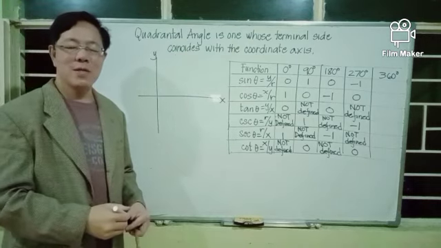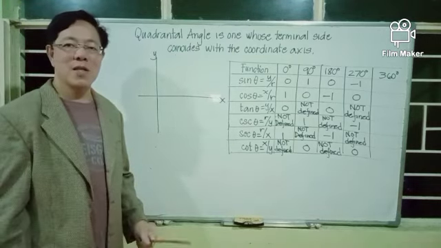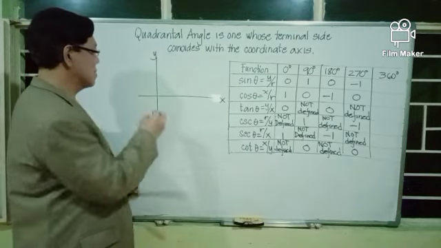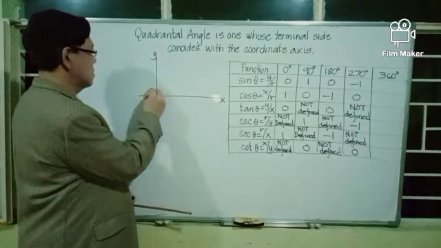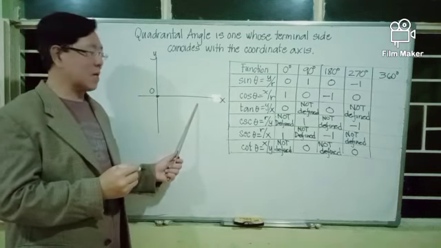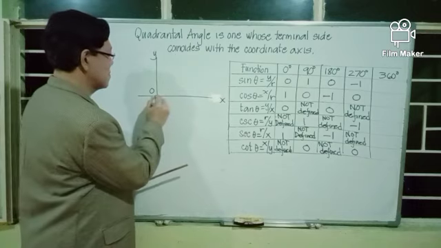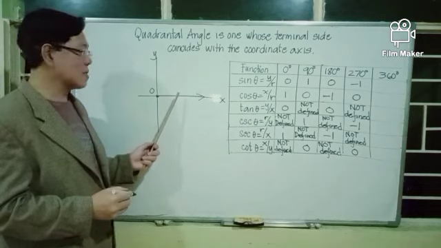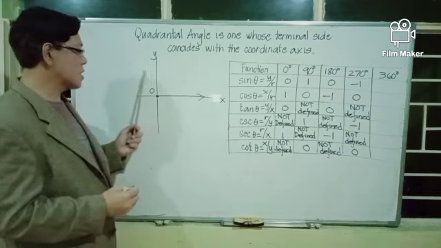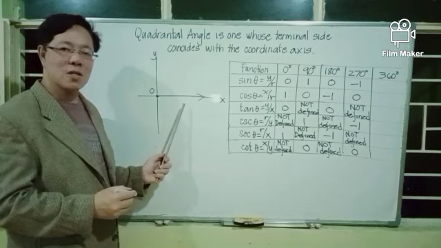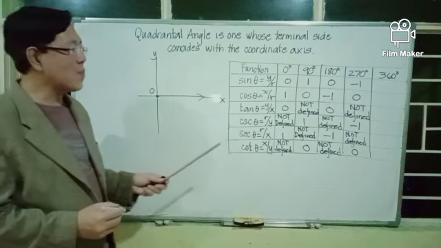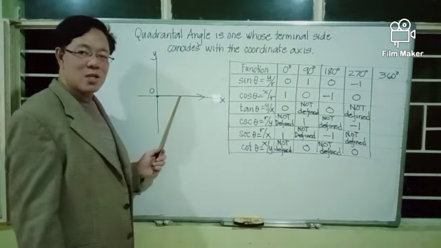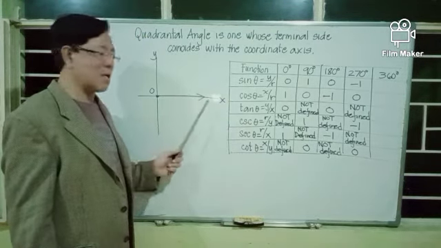We construct the angle 360 degrees in standard position. So its vertex will be at the origin. Its initial side is on the positive side of the x-axis. And from the positive side of the x-axis, we measure 360 degrees in counterclockwise direction. And the terminal side of the quadrantal angle 360 degrees will coincide with its initial side and also with the positive x-axis.